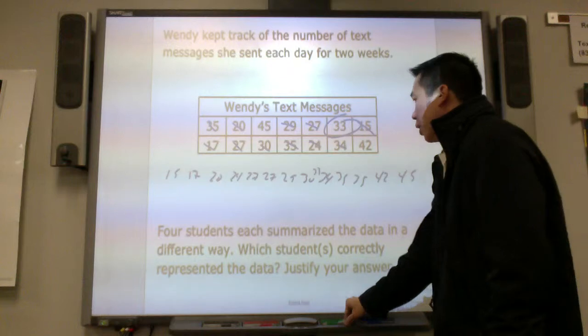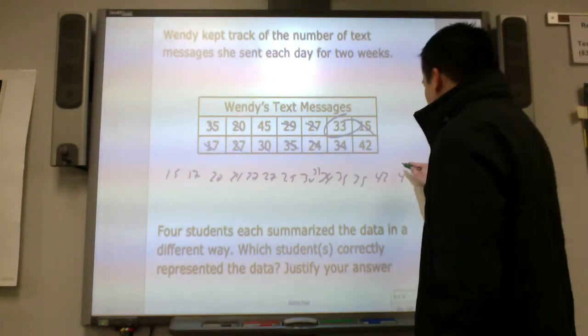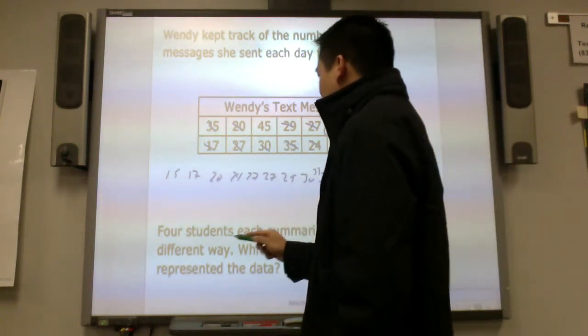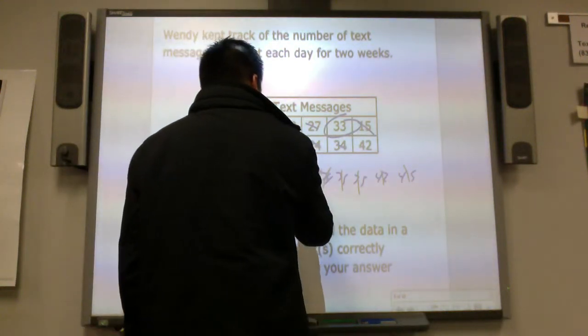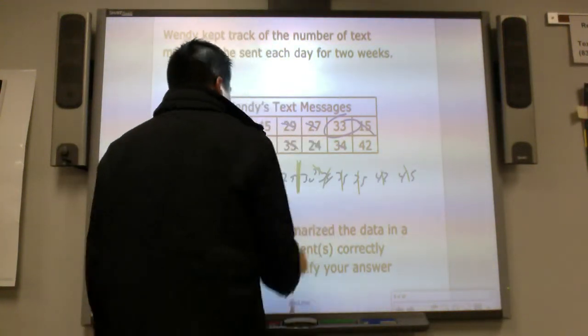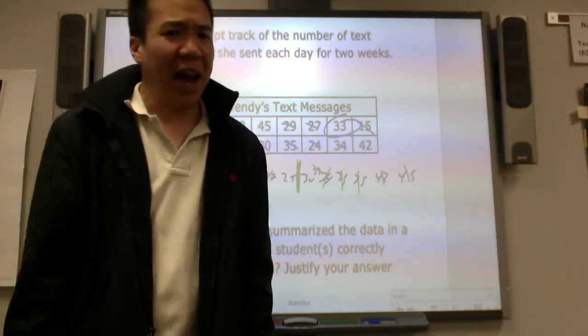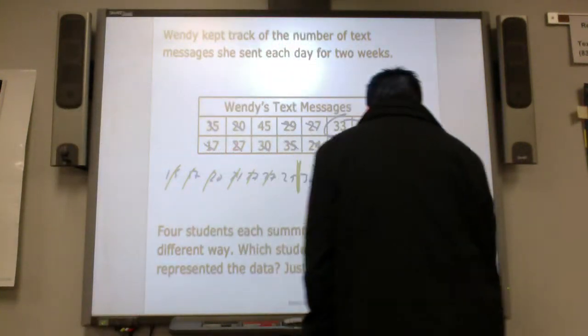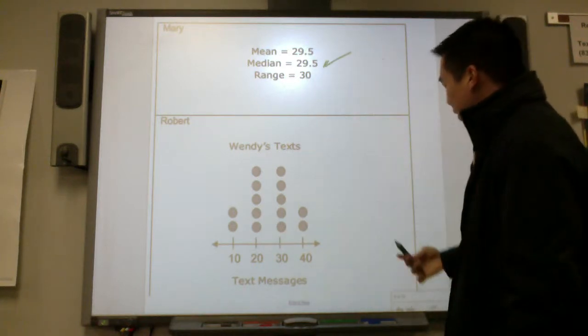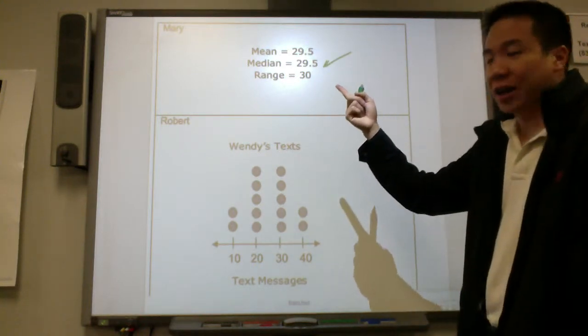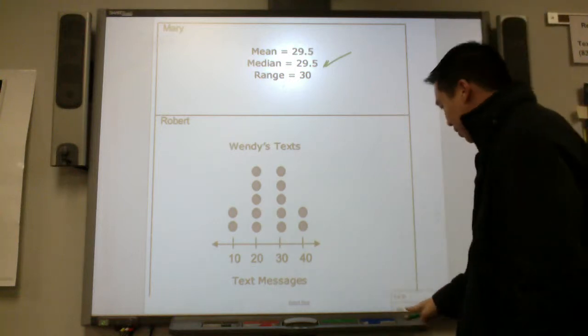So median. The median is the halfway point. Cross out 5 on the right, 5 on the left. 1, 2. So the median is right here. What number is halfway between 29 and 30? 29 and a half. That is correct. So I think Mary did a good job. I'm not going to get a calculator and find the mean. I'm sure it is correct.